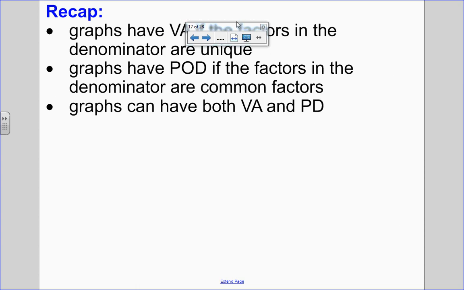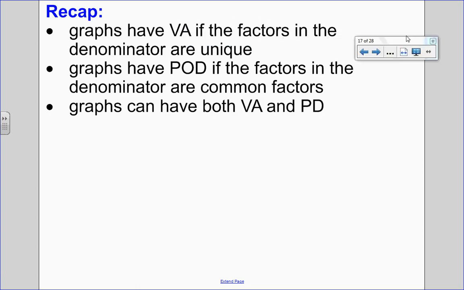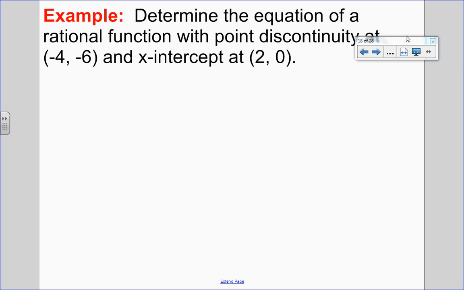Okay, so to recap, graphs will have a vertical asymptote if the factors in the denominator are unique. In other words, they're not a removable factor. Graphs will have a point of discontinuity if factors in the denominator are common factors to those in the numerator. Now, graphs can have both a vertical asymptote and a point of discontinuity. That's important to note. Okay, let's look at this example.